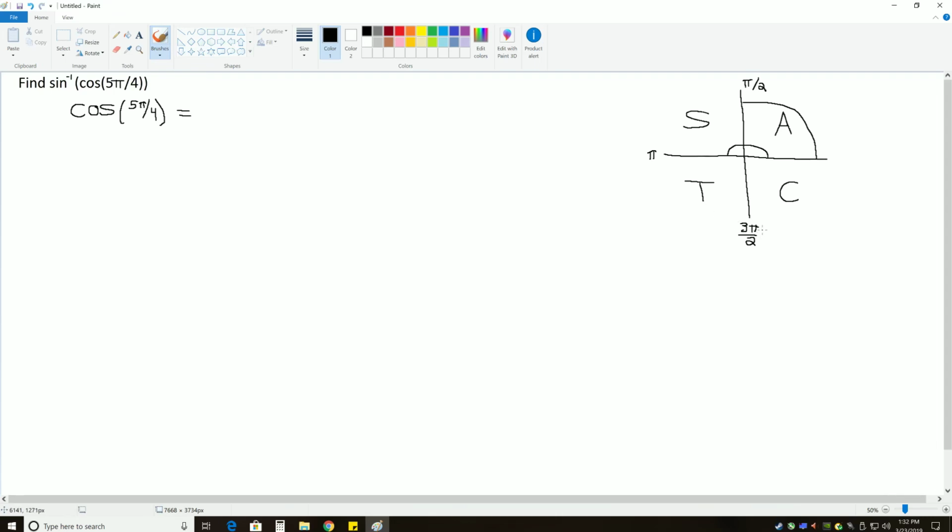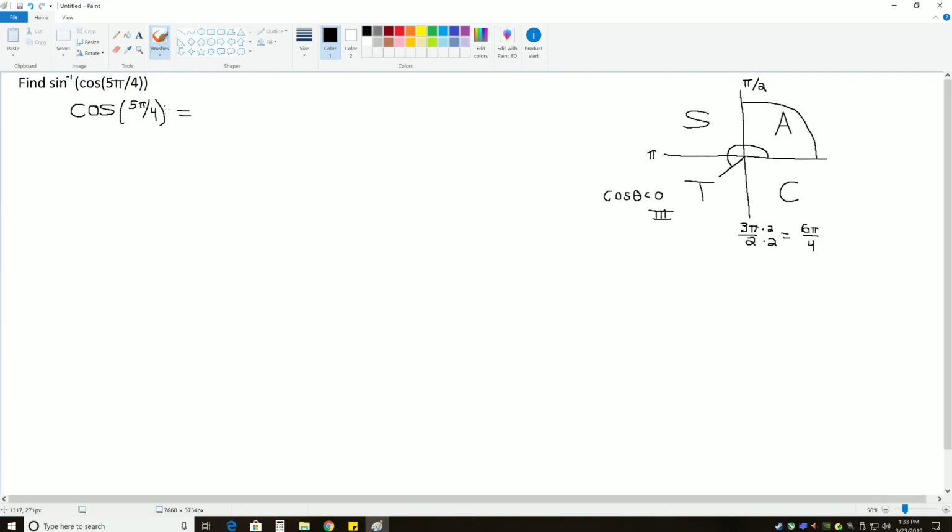Remember, you can always check by finding a least common denominator. If we multiplied 3 pi over 2 by 2 on the top and 2 on the bottom, we would get 6 pi over 4, which is just a bit further than 5 pi over 4. So that tells us that 5 pi over 4 is in quadrant 3. And in quadrant 3, we know that cosine is going to be negative. So cosine of any angle is less than 0.